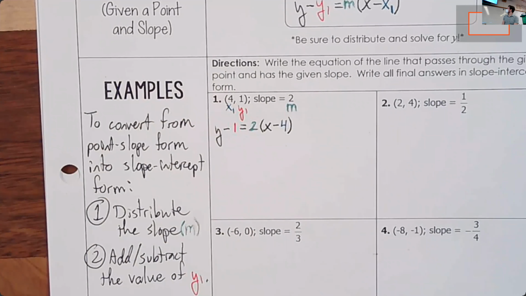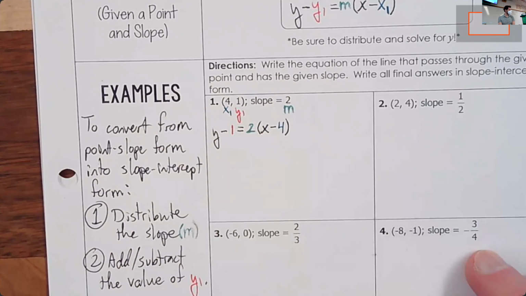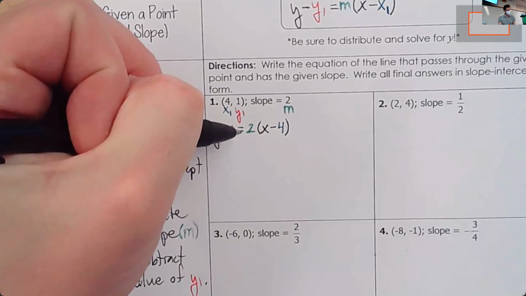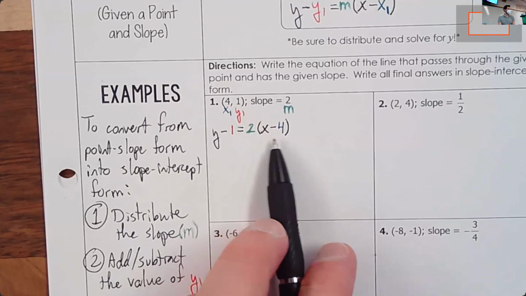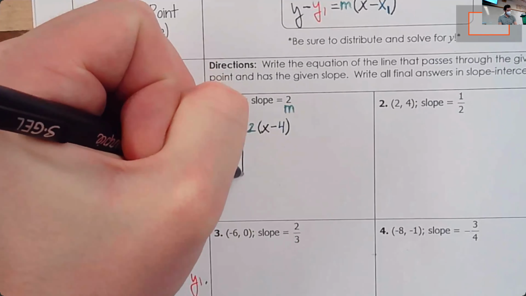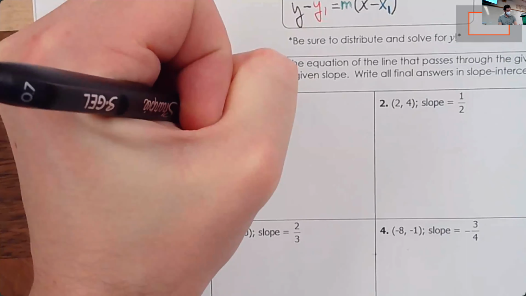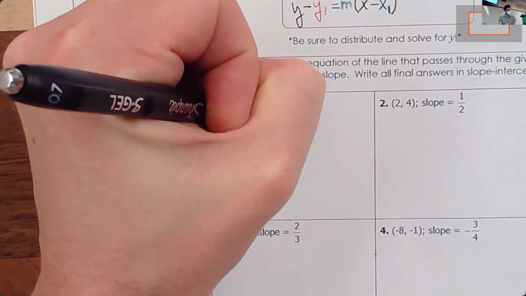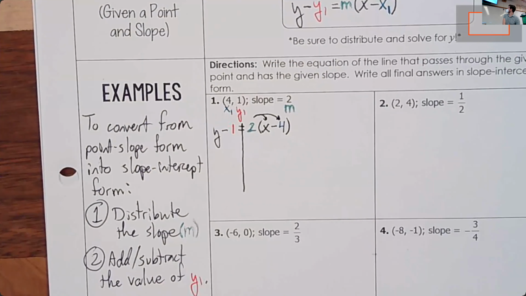So to convert from point slope form into slope-intercept form, distribute the slope, and then add or subtract the value of y1. So we're just going to do 2 steps to make this happen. We got to get y by itself, and we're going to use 2 steps of algebra. The first step is to distribute the slope. So the reason why we have to distribute it is because we have a number on the outside of parentheses. We need to get rid of the parentheses. So we're going to take that 2. And we're going to multiply it by distributing it to the x and to that -4.